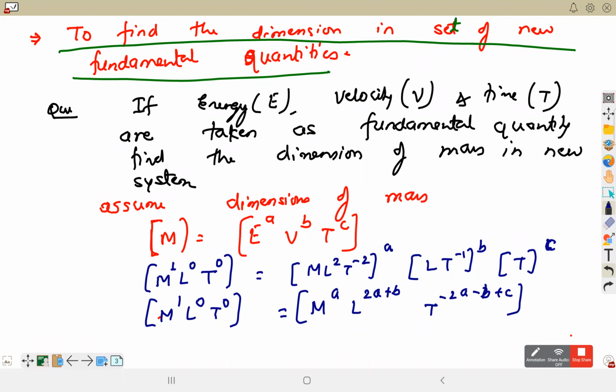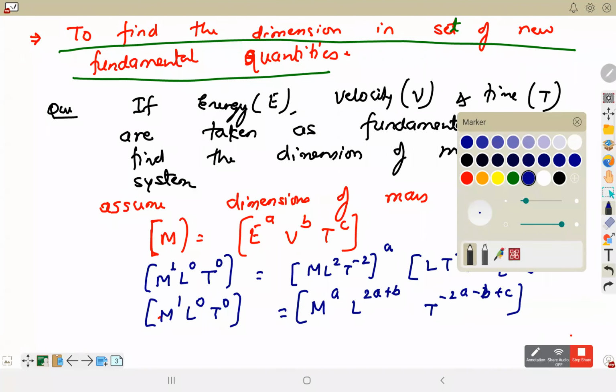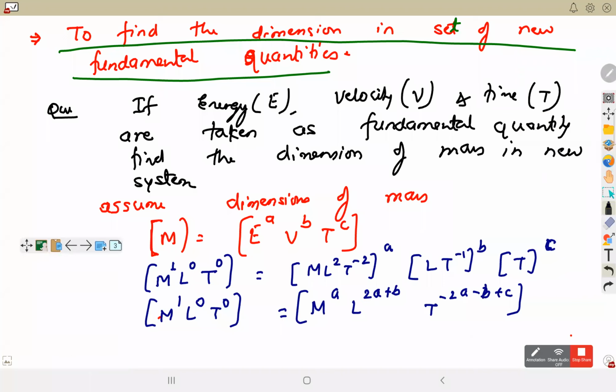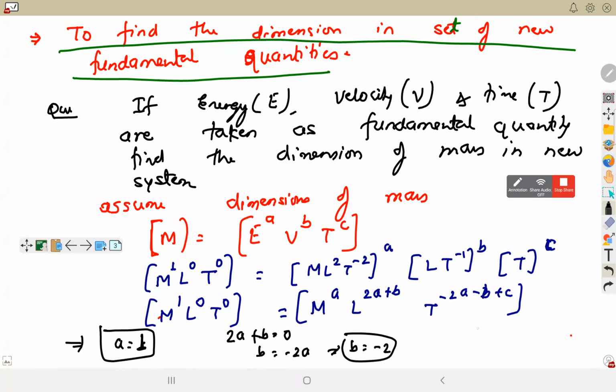Yes, you have to solve this. A is clearly visible: A will be equal to 1. B, comparing, is minus 2, and C is 0. A is 1, 2a plus b is 0, so b is minus 2a. That means b is minus 2. Okay. A is 1, b is minus 2. And for the third one, if we compare, minus 2a minus b plus c is 0. C is 2a plus b, which is 0, correct? So c is coming out to be 0.